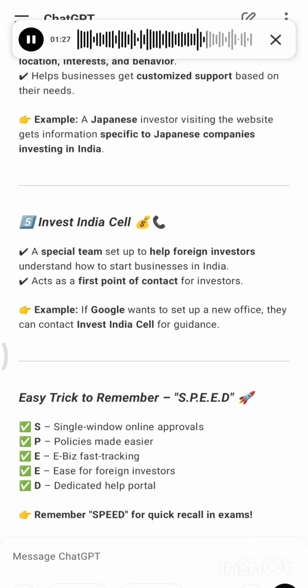Invest India Cell, a special team set up to help foreign investors understand how to start businesses in India, acts as a first point of contact for investors. Example, if Google wants to set up a new office, they can contact Invest India Cell for guidance.